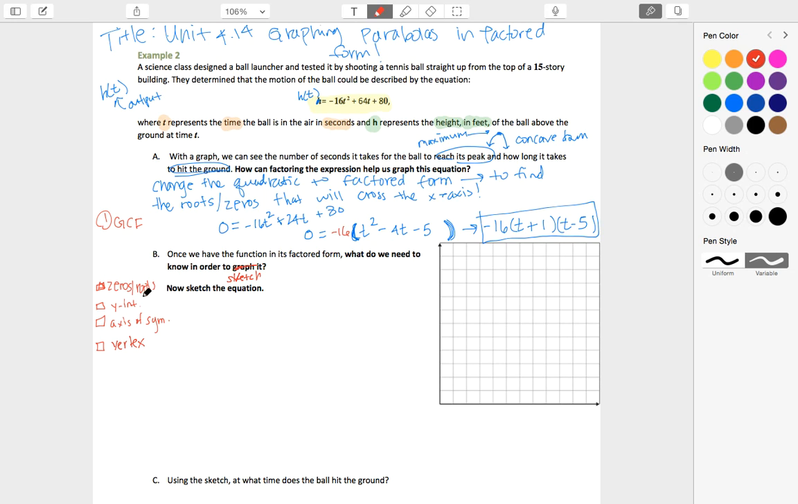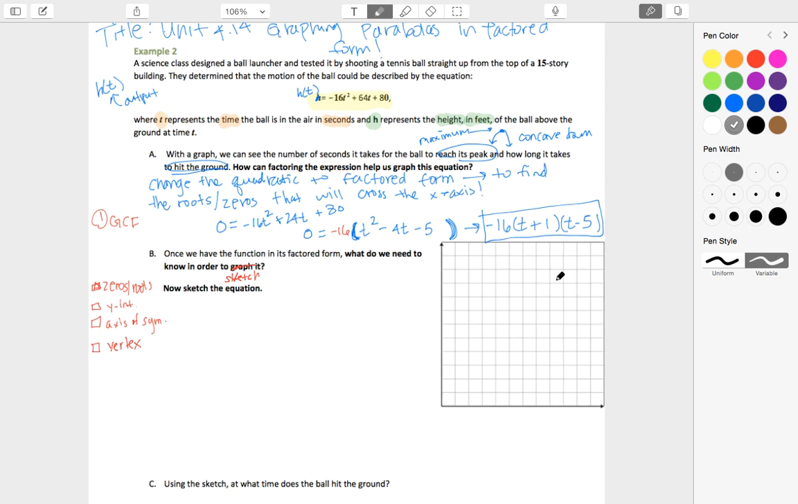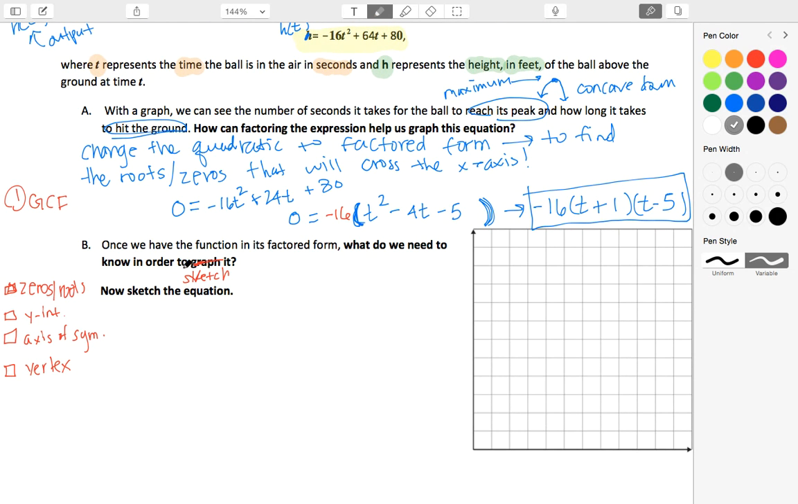So we can find the zeros or roots first, and we're going to use our factored equation to help us with that. Okay, so right here I'm going to take this negative 16 t plus 1 t minus 5 over here. So you're going to write negative 16 t minus 1 times t minus 5. We're going to set that equal to 0 in order to determine the zeros or the roots of this parabola.